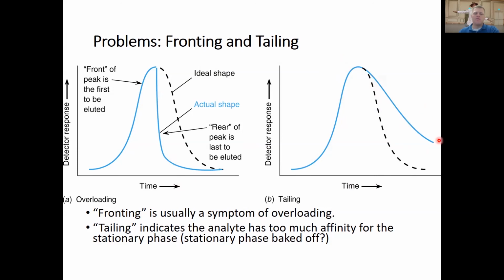And tailing is usually a symptom of your analyte sticking a little too much to your column. It's usually either that you've chosen the wrong column and your analyte has too much affinity for it, or it means that your stationary phase might be starting to deteriorate. It might be time to get a new column.